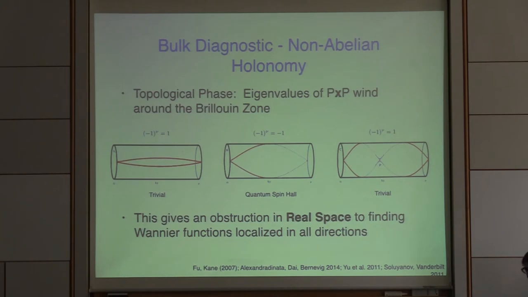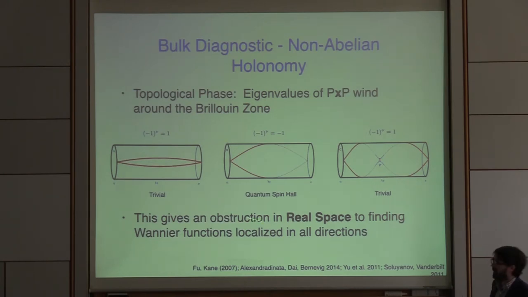And really, the way we see in momentum space that an insulator is topological is by doing Wilson loops or by computing Berry phases. By computing Berry phases, you can see in momentum space that if your Berry phase does something weird, such as winds around the Brillouin zone, for one Wannier center or for the other, winds once from 0 to pi, or winds twice from 0 to pi, or winds nothing, these are trivial and this is non-trivial.